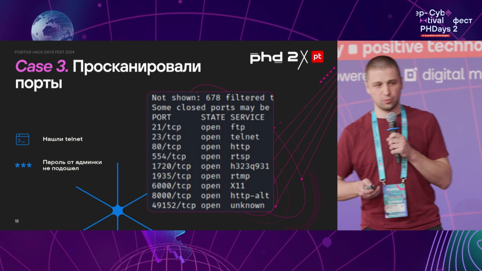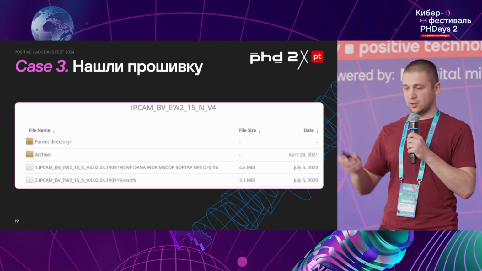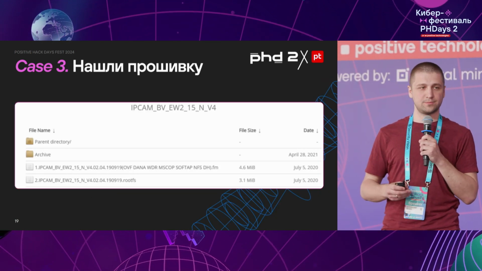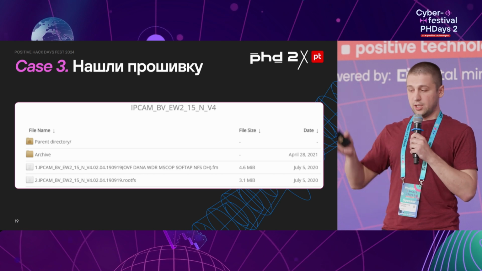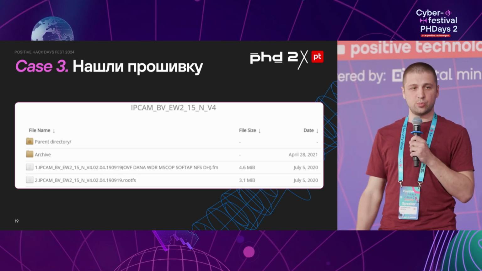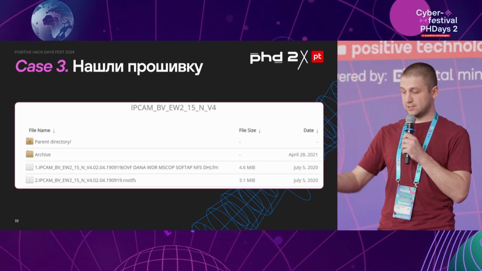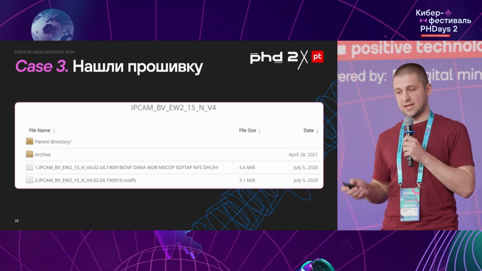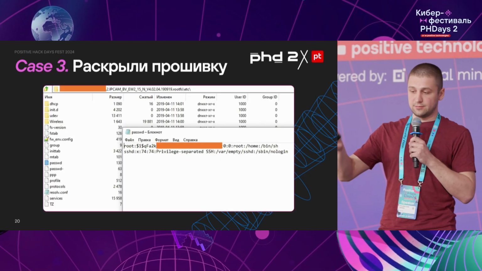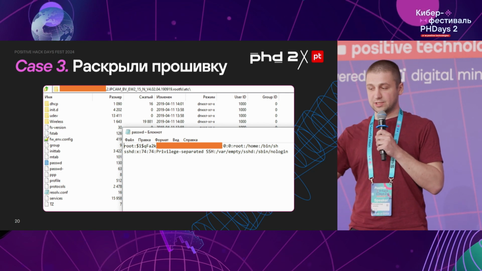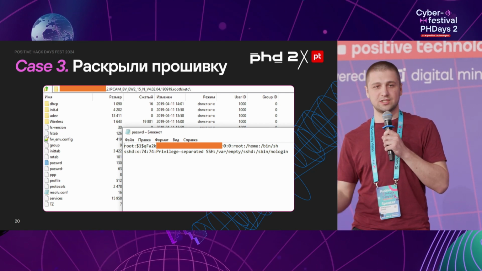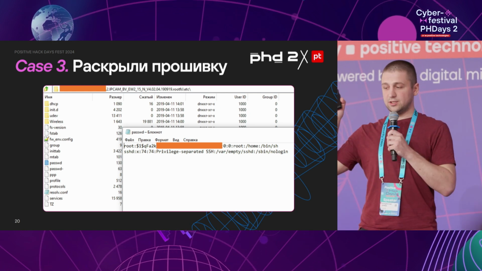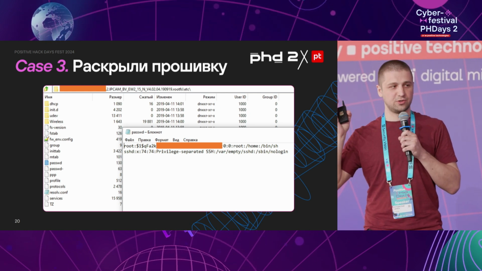So we Google again the model of the camera. We find the vendor website that sells the IP camera, and this website has the firmware for the camera. It's quite light. We can download it and take a look at the contents. So that's what we did. We can use 7-Zip or WinRAR archivers to open it up.